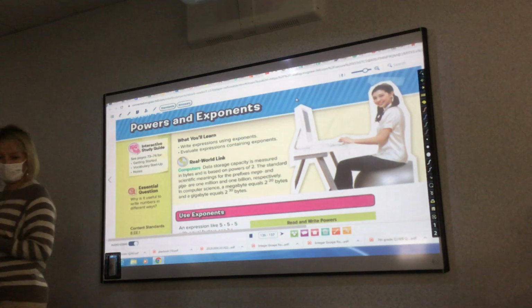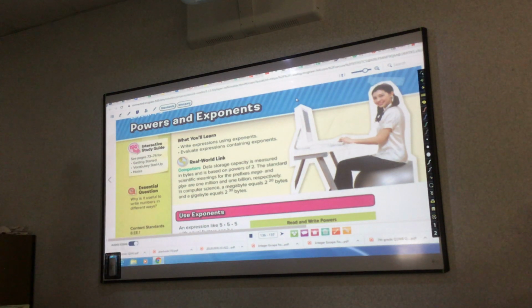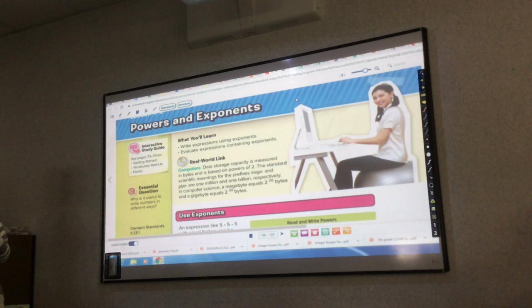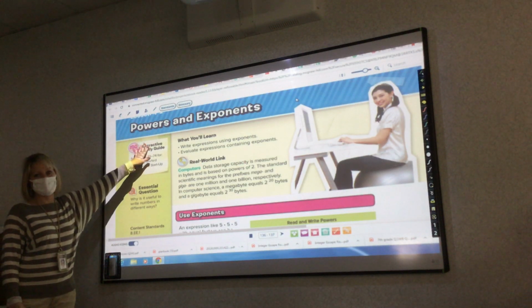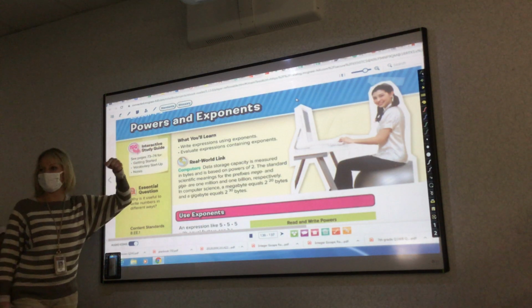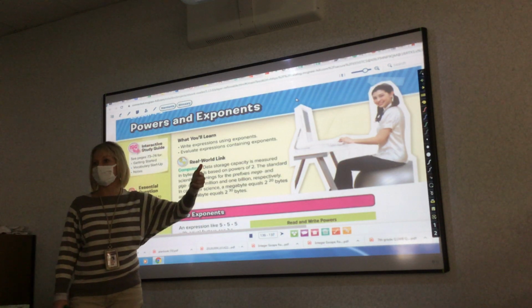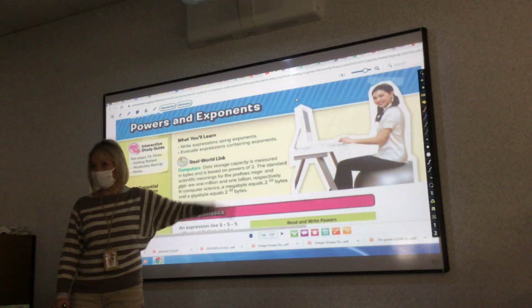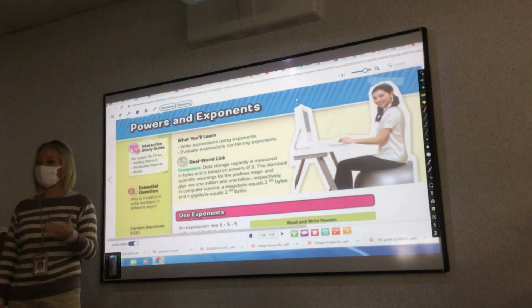Okay, so today we're going to go over chapter 4. We're beginning chapter 4. Today we're going to do lesson 1 and lesson 2 in chapter 4. The first one is powers and exponents. Remember at the beginning of the year, didn't I give you some IXLs on powers and exponents? And you had to do those. So this should just be, at this point, kind of a review.